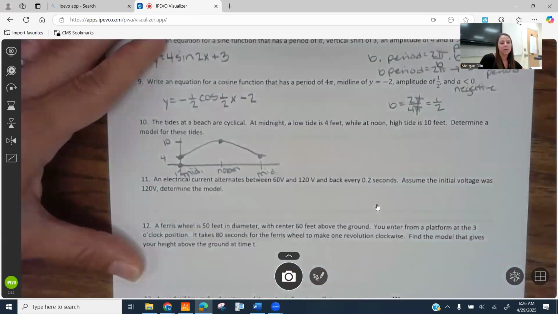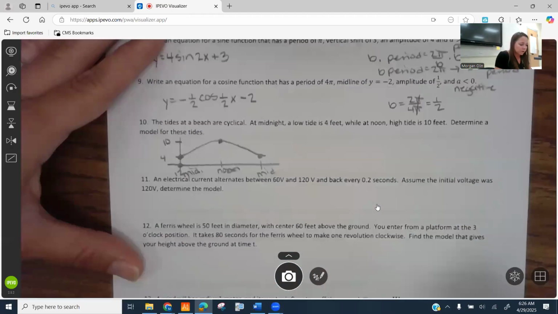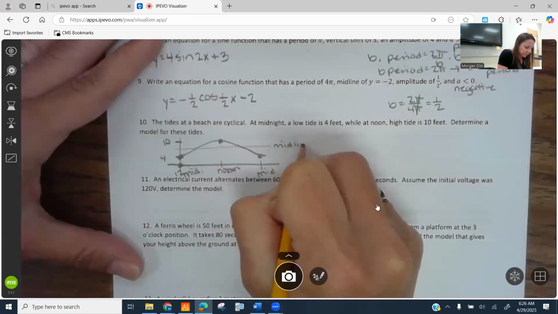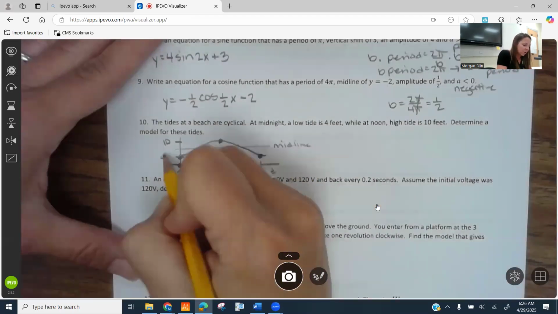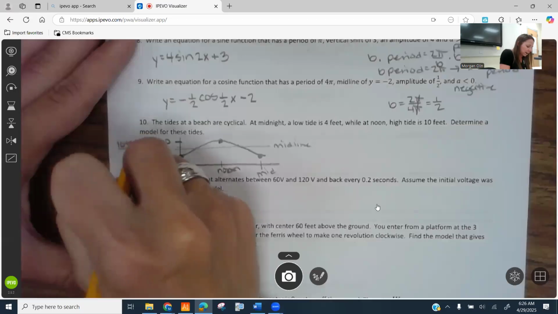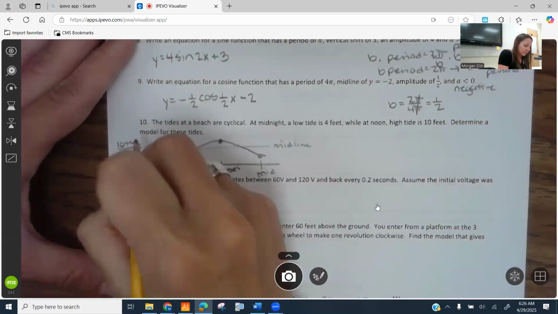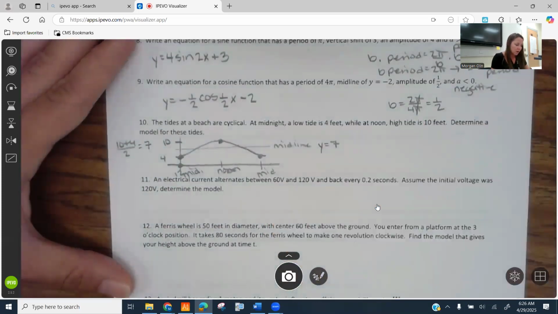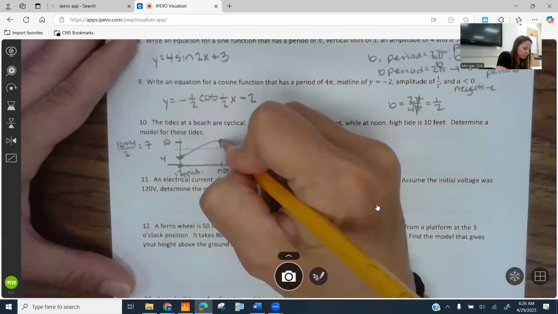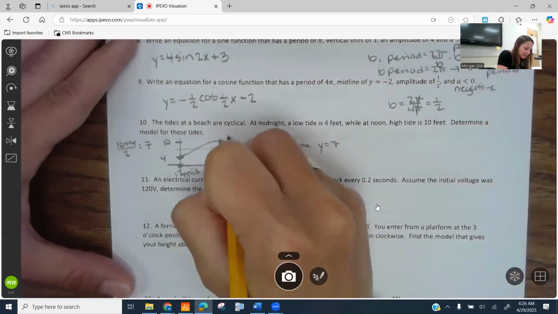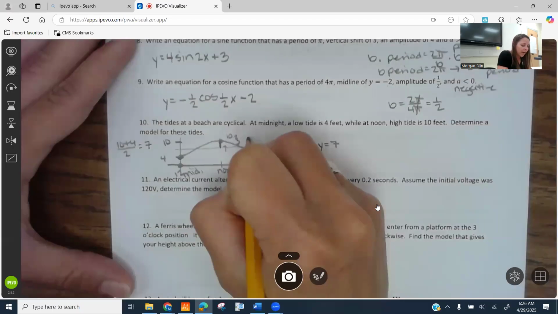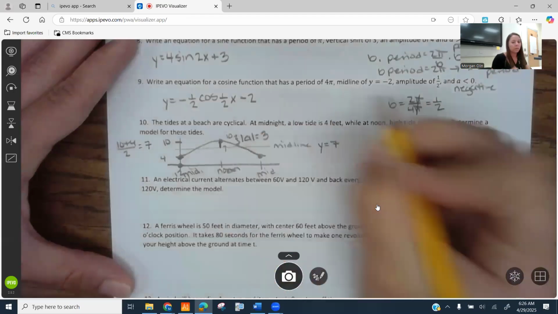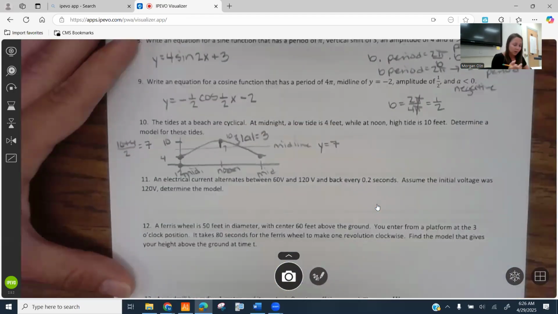All right, so let's talk about this for a second. Where's our midline? Our midline is going to be somewhere right here. And where is that? That's the middle of these two. So if I take 10 plus 4 and divide by 2, that's 14 divided by 2, which is 7. So my midline is at y equals 7. Now that makes my amplitude. If this is at 7 and this is at 10, what's the distance? Well, that's an absolute value of a, for right now, of 3. We don't know yet if it's negative or positive.